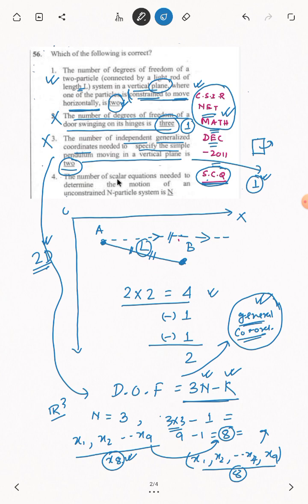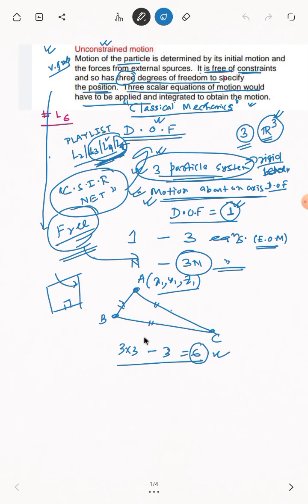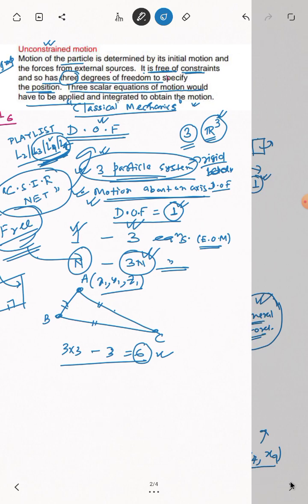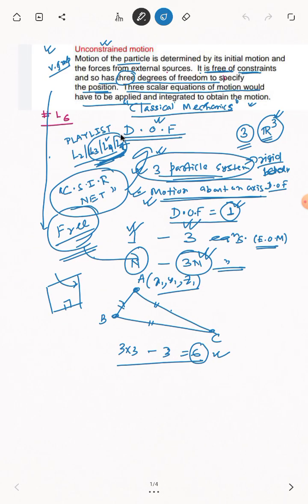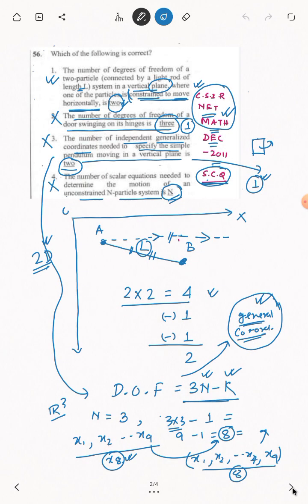Then comes the next option. The number of scalar equations needed to determine the motion of an unconstrained n particle system is n. We have just seen that for an unconstrained particle, 3 scalar equations are needed. So for n particles 3n equations will be needed. But here it is given to be n only. So this option is also eliminated by that previous result. So each of you should make a note of your own about all these important errors. Then you can easily solve the problems.